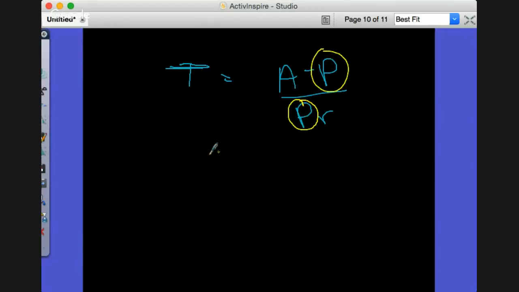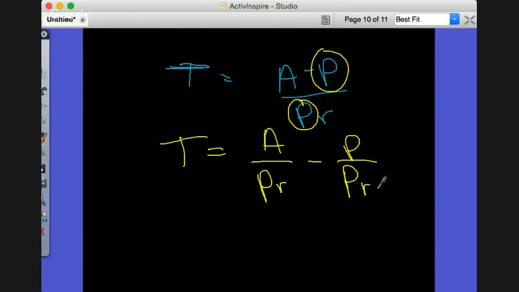So would you agree that I could actually break this up to A over PR minus P over PR as well, right? Did you see that? You see how PR is on the bottom? All I'm doing is I put it under A and I put it under the other P, to where I just broke it up into what's in yellow. Follow me?